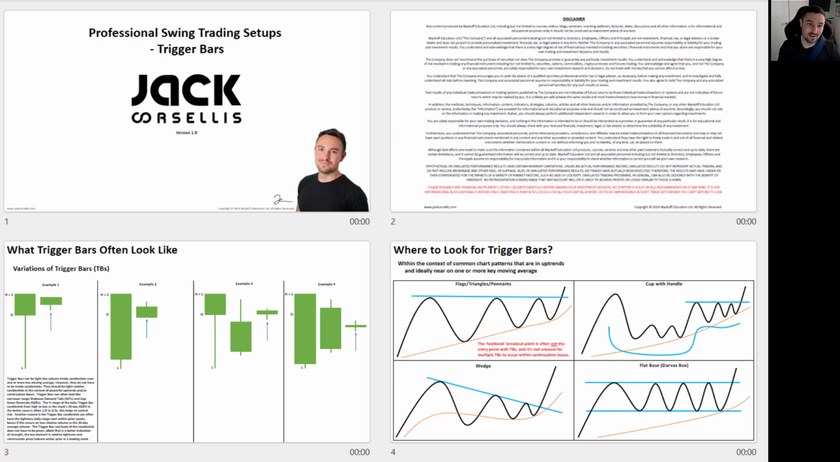As I said, this is a 400-page PDF that is available on my platform, and you'll also be able to download shakeout demand tails, gap down reverse bars, and lots of other resources on my platform as well.